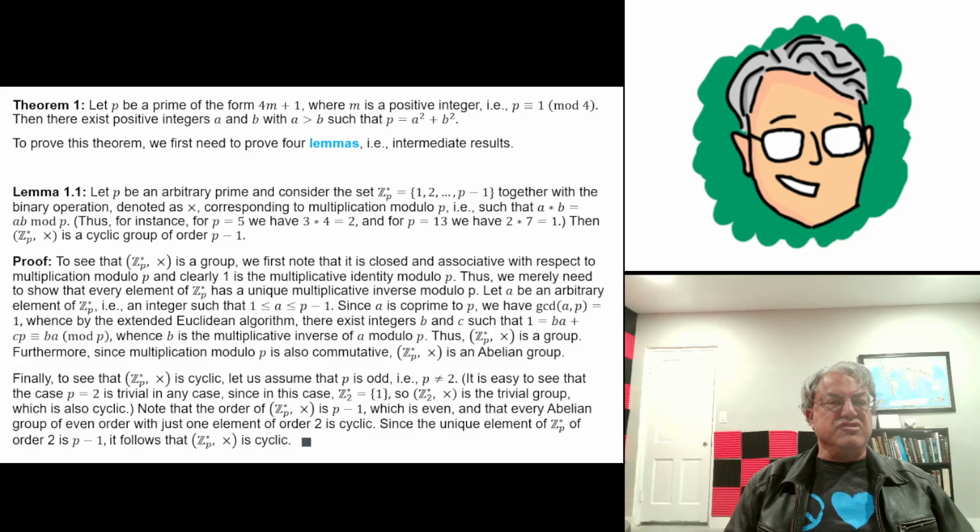about this, let's say a is greater than b, and p is a squared plus b squared. So that's what we want to prove. But in order to prove this, we need 4 intermediate results.